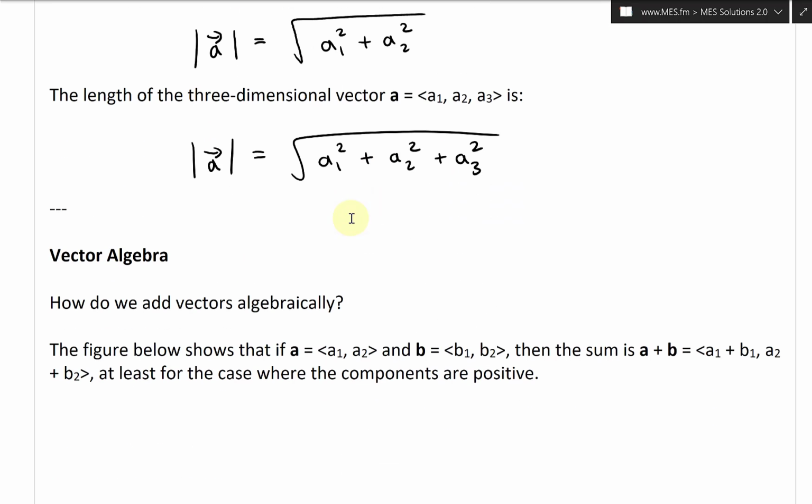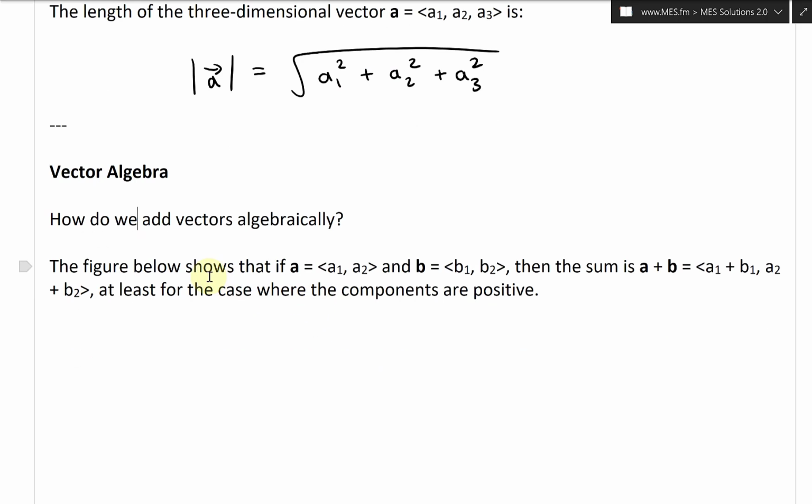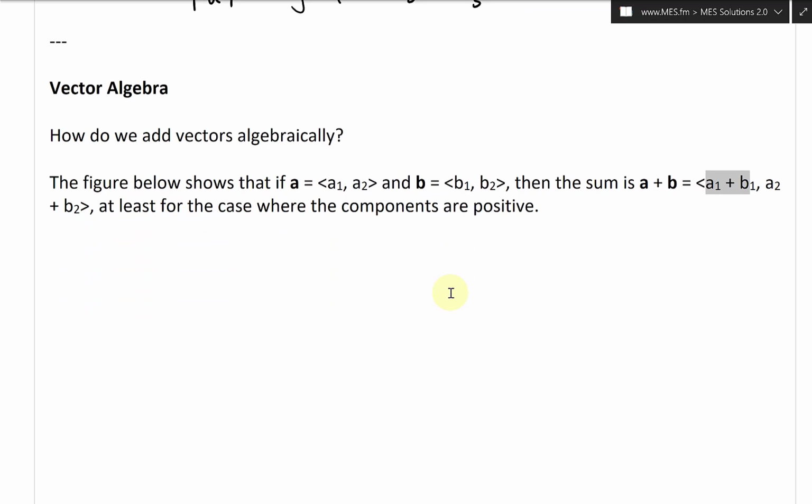All right, so now let's move further. Now we'll take a look at vector algebra. So the question is, how do we add vectors algebraically? The figure below shows that if A has components A1, A2, and B has components B1, B2, then the sum A plus B equals the vector whose components you just add: A1 plus B1, A2 plus B2, at least for the case where the components are positive.